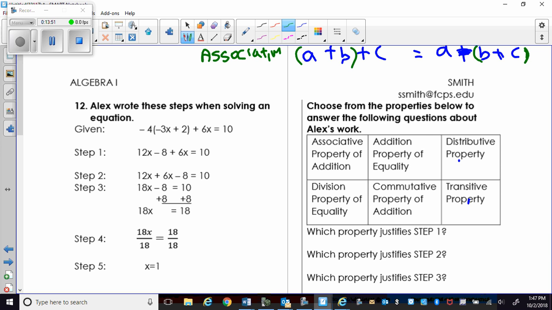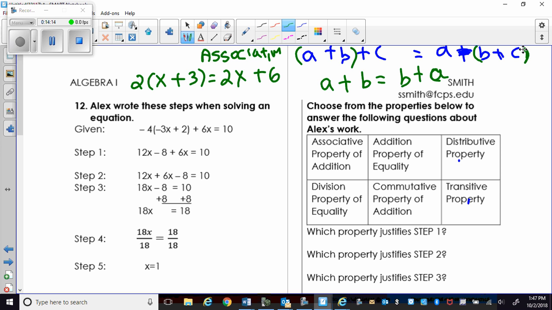Now if it's commutative, you have some quantity plus some quantity equals, you flip it over. That's commutative. If it's distributive, you'll see a number times some two numbers inside of a parentheses. And they will solve it out afterwards. They will simplify it afterwards.